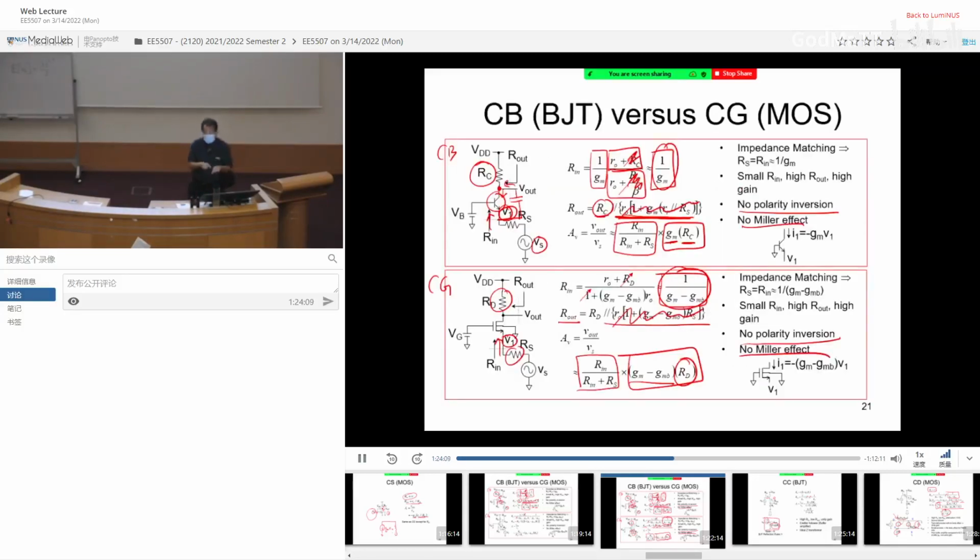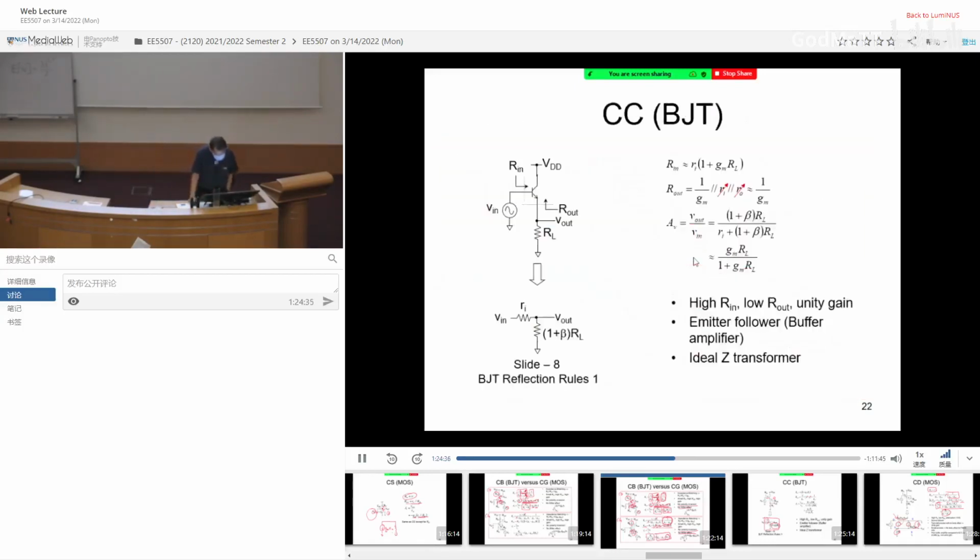So it seems like for this one, everything is good: impedance matching, no polarity inversion, no Miller effect. Everything is wonderful. Why do people still need common emitter, common source? Because, let's say, for a voltage amplifier, this will not be good. Am I right? Because the impedance it presents is very small. So there is no 100% winner.